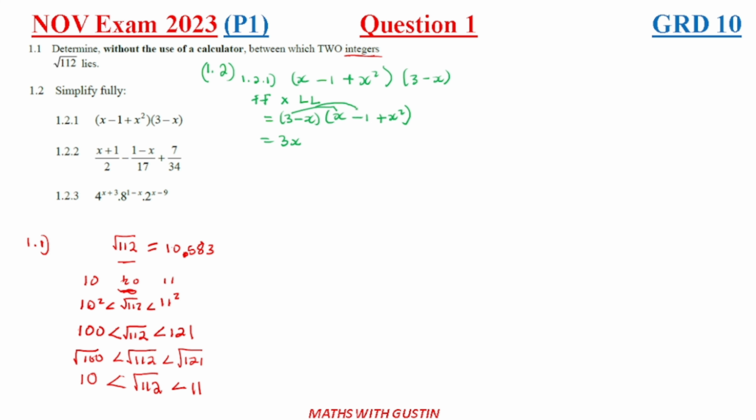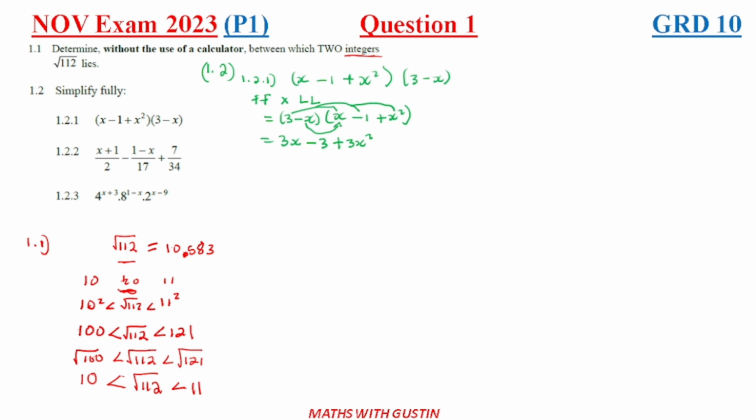Therefore 3 times -1 is going to be -3. Therefore 3 times x squared is going to be plus 3x squared. Okay, that's it. Now you do the last here.